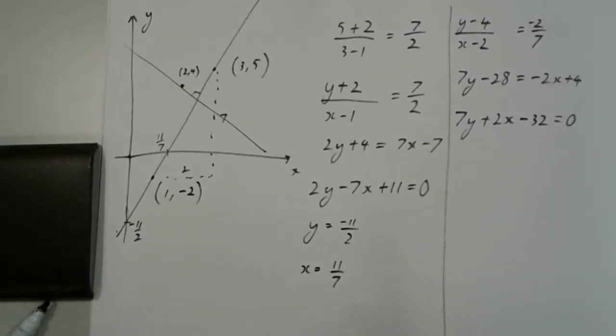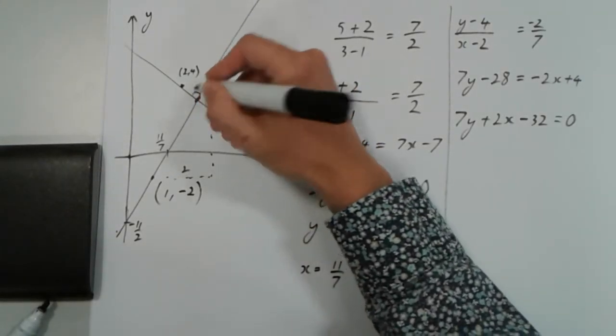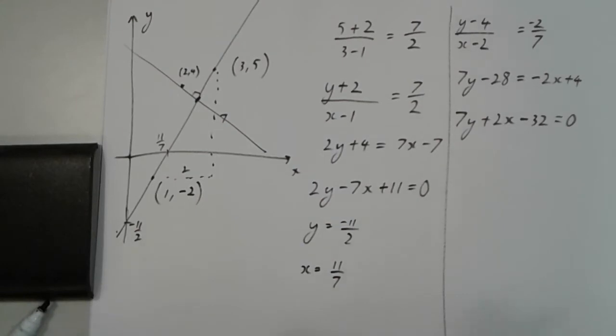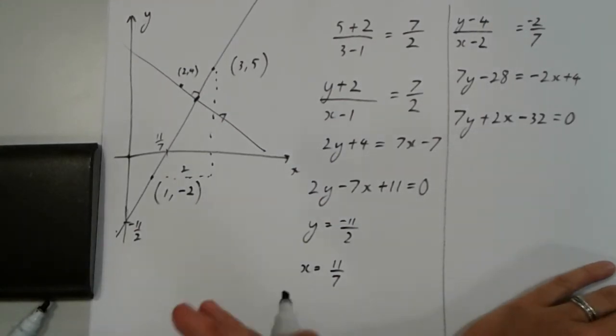Okay, final topic on coordinate geometry. We're going to look at how we would find this point of intersection. How do we find where two lines, or later on in A-level, a line and a curve, intersect?